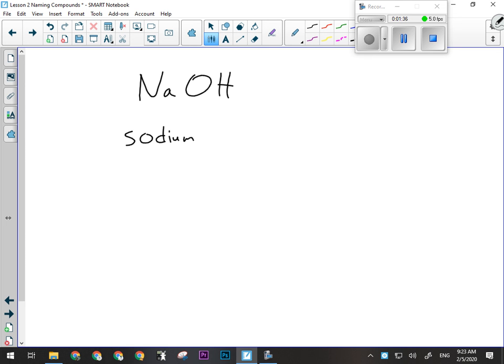Since there are two more elements here, I want to look on my table of polyatomic ions and see if I can find something that looks like this, O with H. Do I have anything on that table that looks like that? What's it called? Hydroxide. So OH is called hydroxide. So this stuff is sodium hydroxide.